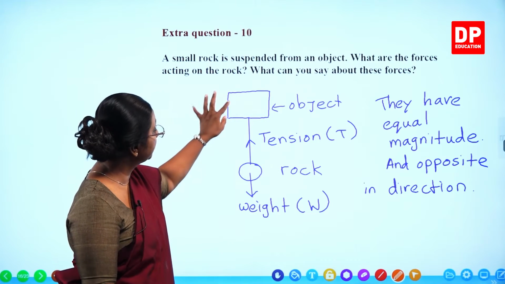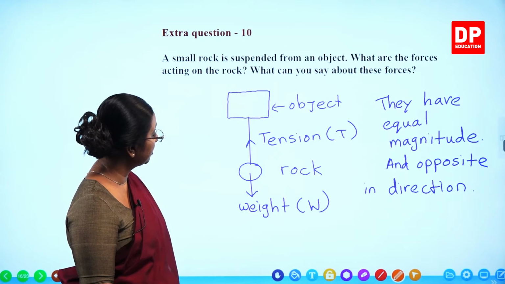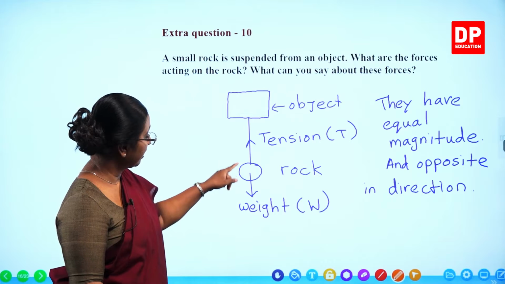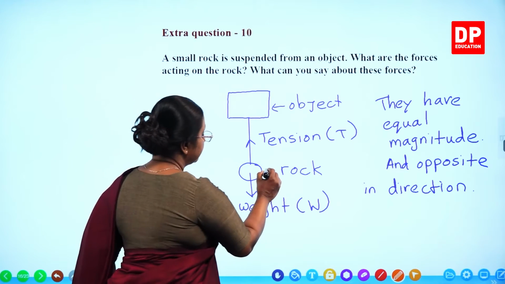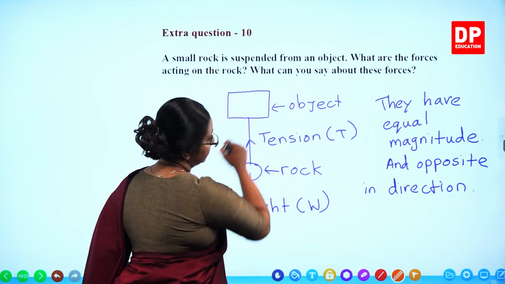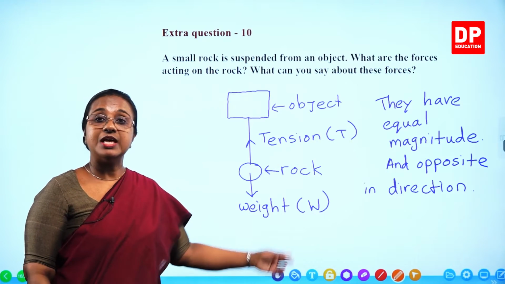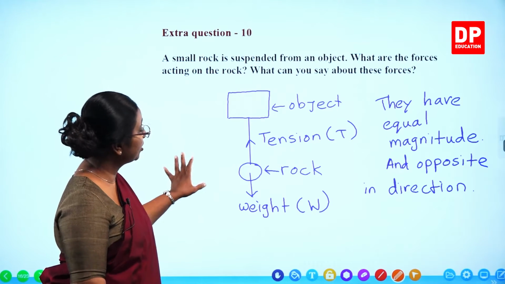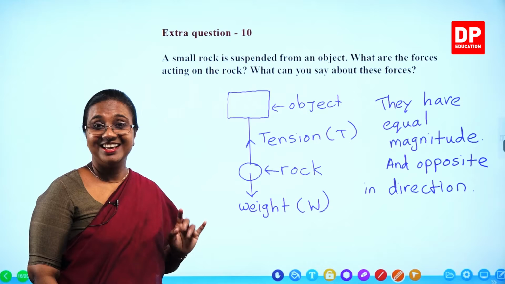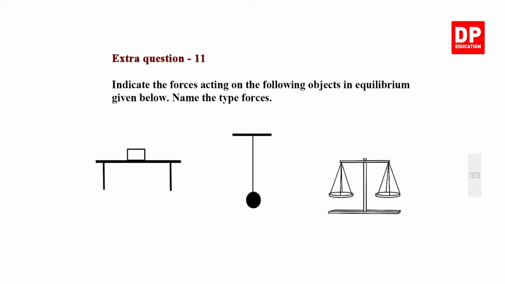This is the diagram. From the object, a stone, a rock is suspended. And here you can see the weight of the rock is downwards, the tension is upwards, and this is the rock, that is the object. And the forces have equal magnitudes and they are opposite in direction. I am sure you also answered this correctly. With that, students, I will move on to the next question.